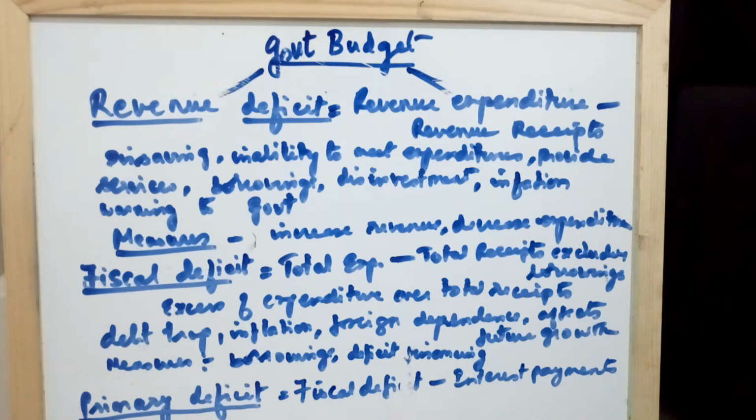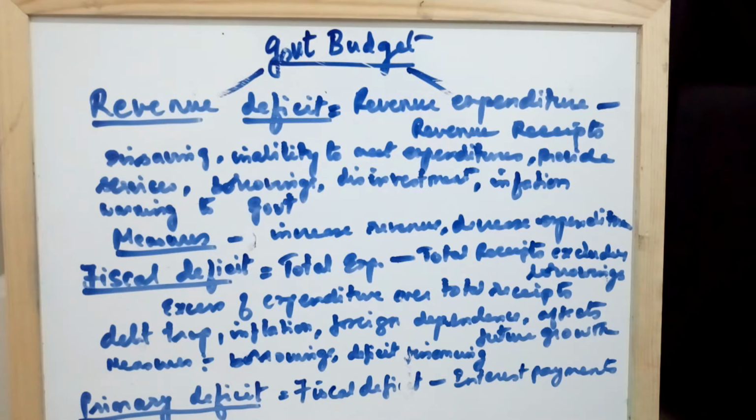Then dependence on foreign countries. Government borrows from the rest of the world and raises its dependence on the other countries. So these borrowings hamper the future growth of the country. It adversely affects the growth and development prospects of the country.